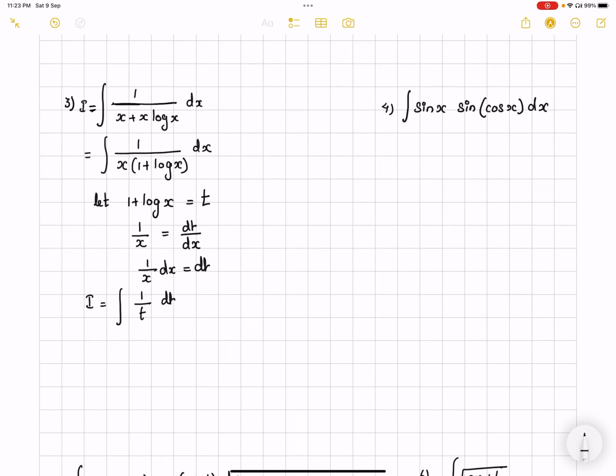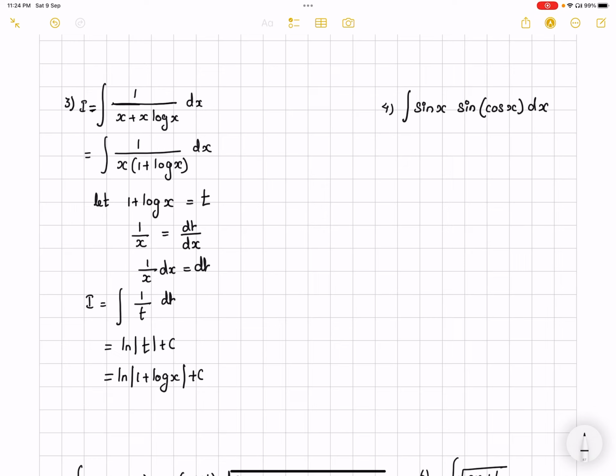So done. Now when we integrate 1 by t dt, I would be getting ln of mod t plus c. What is t actually? t is nothing but 1 plus log x. So ln of mod 1 plus log x, plus c. That's it. It's been done.